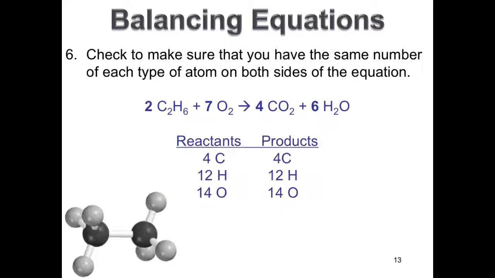So is it balanced? Well, let's take a look at that. 4 carbons on the reactant side, 4 carbons on the product side. 12 hydrogens on the reactant side, 12 hydrogens on the product side. 14 oxygens on the reactant side, and 14 oxygens on the product side.